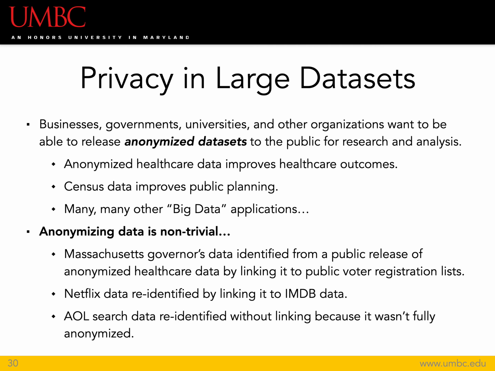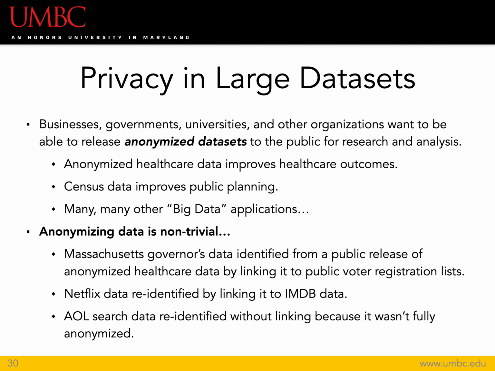The first is when the Massachusetts governor was interested in releasing a set of anonymized healthcare data to the public so that they could perform healthcare research. Well, one of the first pieces of research to come out of that data release was from a Harvard researcher who linked that data to public voter registration lists and identified the Massachusetts governor's data and sent it back to him saying, well, how privacy protective do you think this is now?